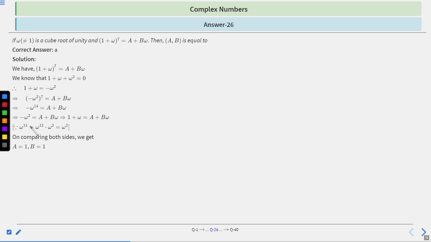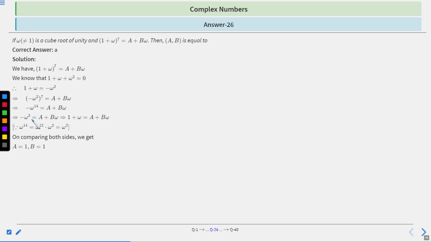Now omega to the power 14 can be written as omega to the power 12 into omega square, right? And omega to the power 12 is 1, as we know that omega to the power a multiple of 3 is 1. So 12 is a multiple of 3, so omega to the power 14 will be omega square.